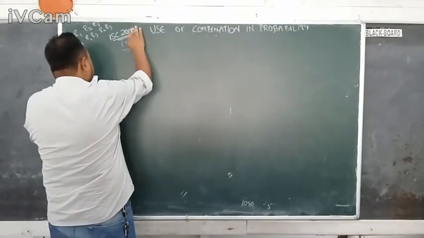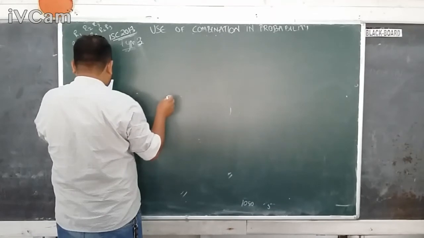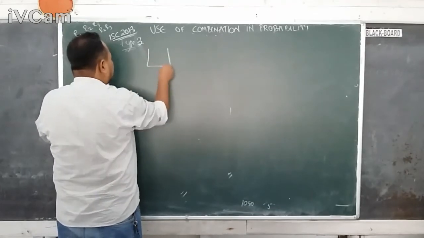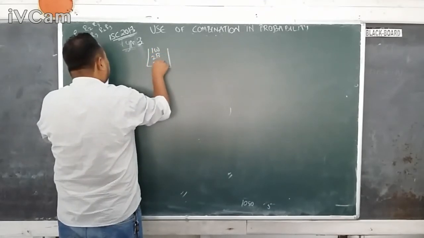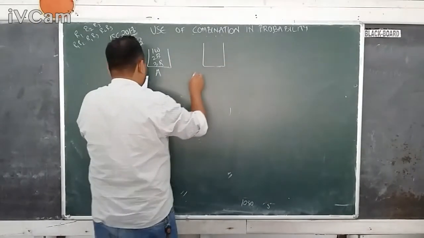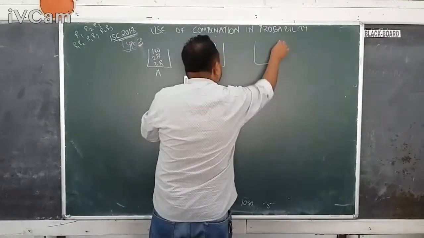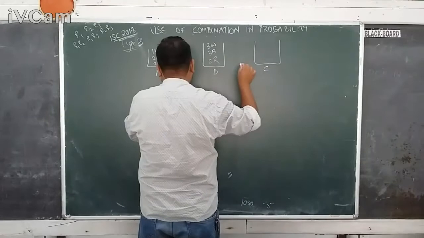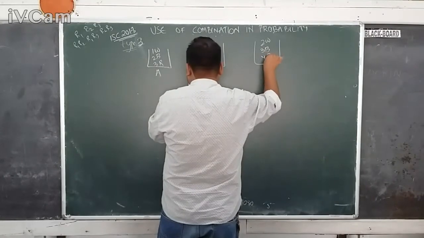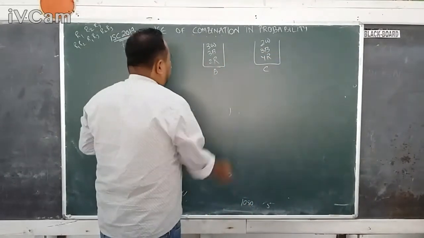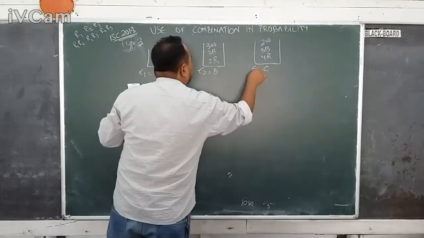Okay, so ICCC 2017, the question is: bag A contains one white, two black and three red. Bag B contains 3 white, 3 black and 2 red, and bag C contains 2 white, 3 black and 4 red. One bag is selected at random. There are 3 bags, so let E1 be bag A, E2 be bag B and E3 be bag C.